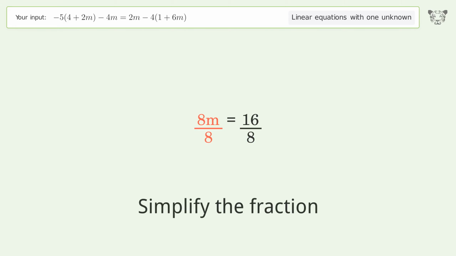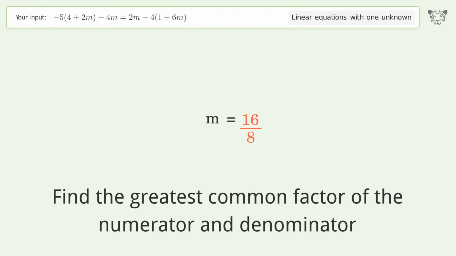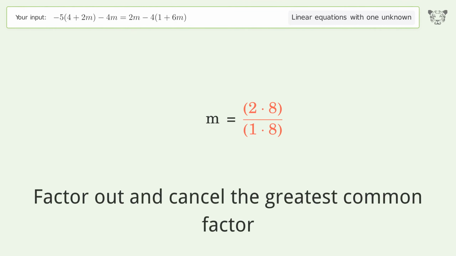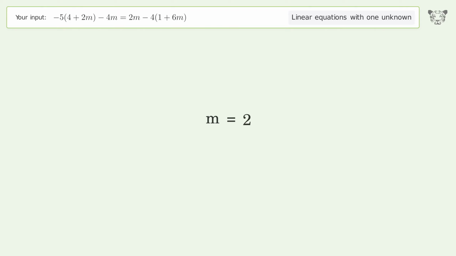Simplify the fraction. Find the greatest common factor of the numerator and denominator. Factor out and cancel the greatest common factor. And so the final result is m equals 2.